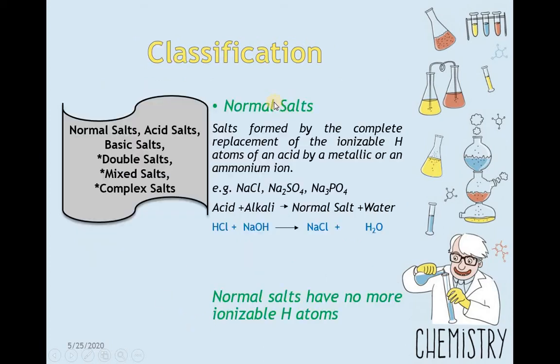Now, classification. In this classification, we will cover only three salts: normal salts, acid salts and basic salts. What are normal salts? Salts formed by the complete replacement of the ionizable hydrogen atoms of an acid by a metallic or an ammonium ion. Now, what are the examples? Sodium phosphate, sodium sulfate, ammonium chloride.